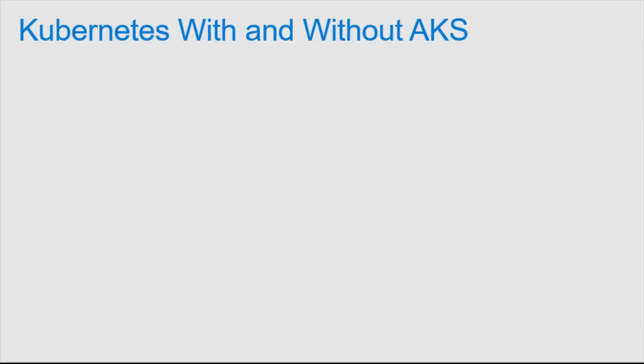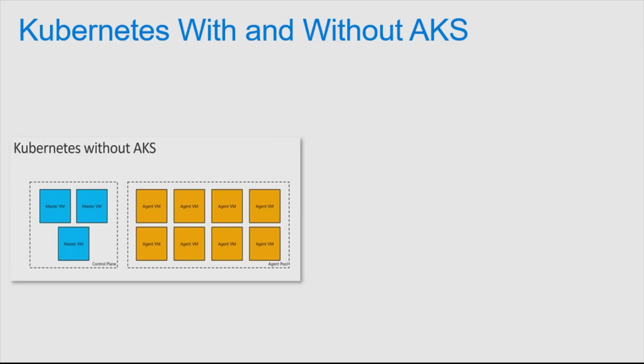So let's understand how Kubernetes works with and without AKS. Without AKS, we have the control plane, we have multiple masters with multiple nodes, and we need to manage this master, which is controlling the orchestration of the agent pool.